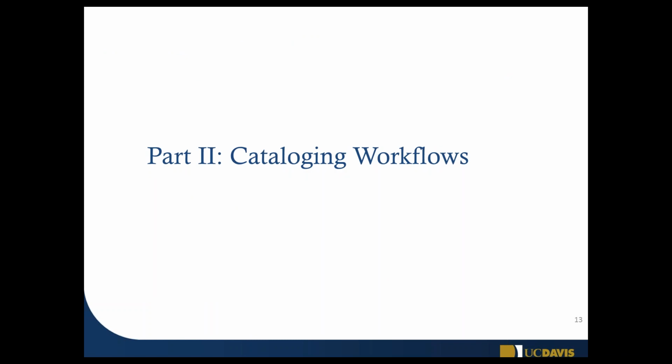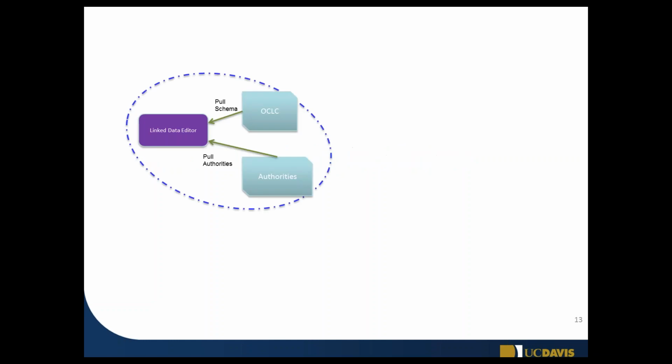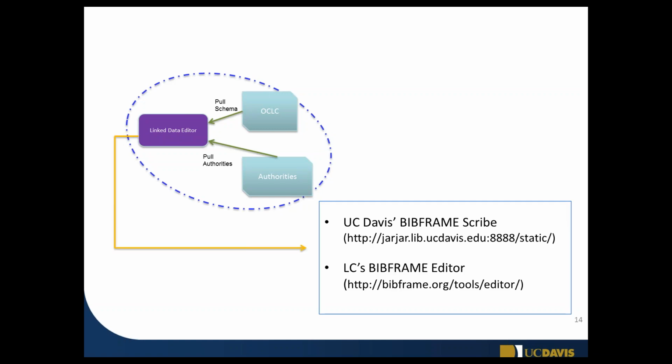So move to part 2, cataloging workflows. First thing, as I mentioned, I'm picking out a portion of that roadmap, and I will talk about how the cataloging is happening, or how I imagined the cataloging would happen. I'm going to use two cataloging editors to help me demonstrate the workflows.